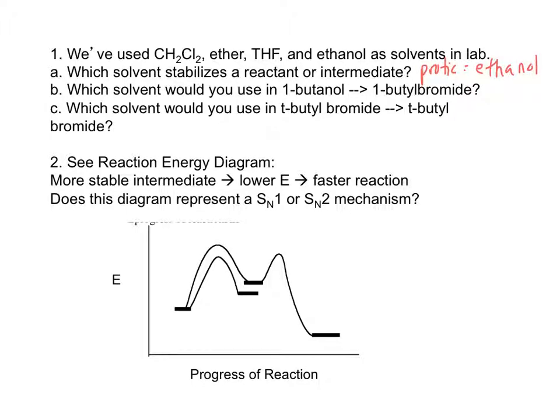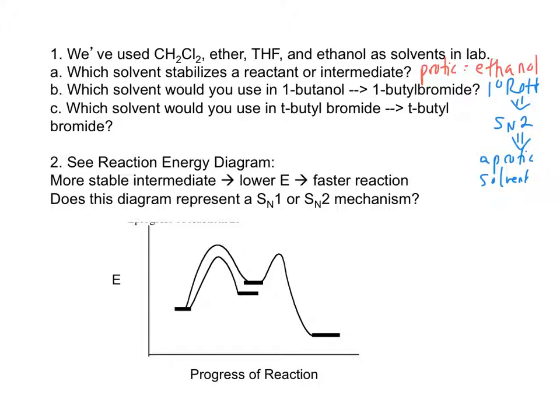For 1B, you're starting with a primary alcohol. A primary substrate undergoes an SN2 mechanism, so you'll need an aprotic solvent. Between methylene chloride, ether, and THF, you use a solvent in which the 1-butanol is most soluble.